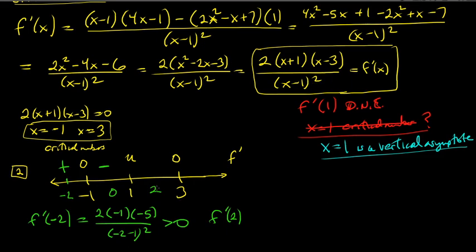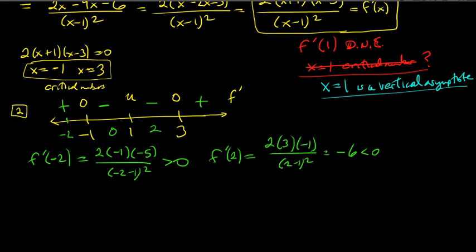Again, if you don't believe me, then just plug in 2. I think we get negative 6, which is negative. Okay, so what happens at 3? Again, the exponent of x minus 3 was 1, which is odd, and that means the sign here alternates as well. So as it happens, the sign did not alternate at the vertical asymptote, at the point of discontinuity. But it could have, so you have to be aware of that.